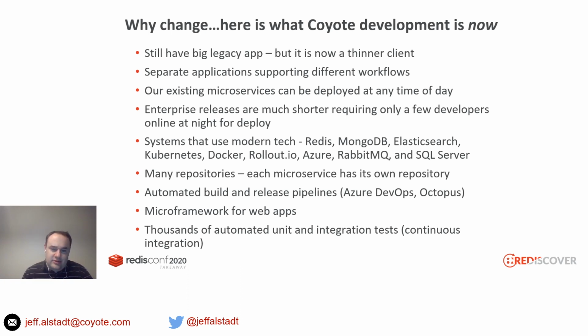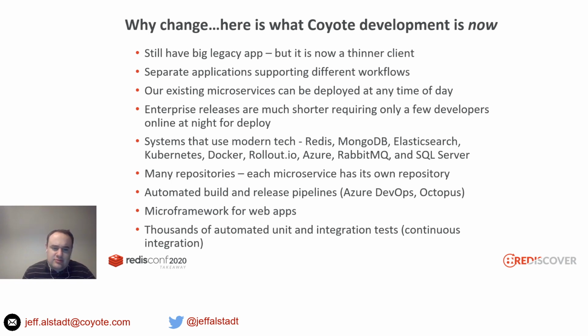Our existing microservices can be deployed at any time of the day. I actually have deployed 1, 2, 3, or 4 services at any point in time on the same day as well. Our enterprise releases are very short. They're much shorter in time. They only require a few hours to deploy, only a few developers online at night for a deploy. And I'm really proud that we've been able to do that because our deploys when we started were much longer. Now we're really quick in getting stuff deployed, and the number of issues that arise is much smaller.